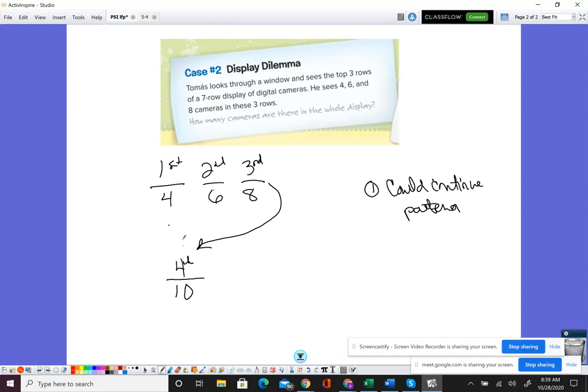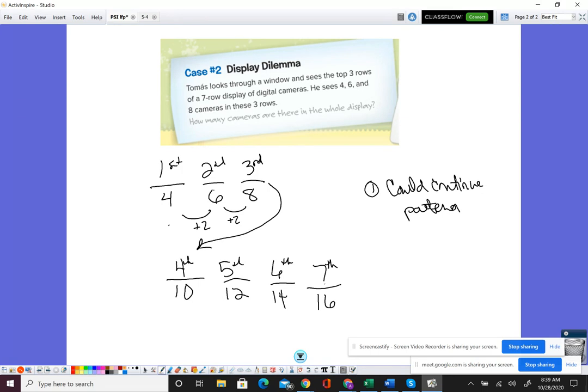We're adding 2 each time. So it's going to be 10. 5th row is going to be 12. 6th row is going to be 14. And 7th row is going to be 16. So we know that in the 7 rows, how many cameras are there in the whole display?